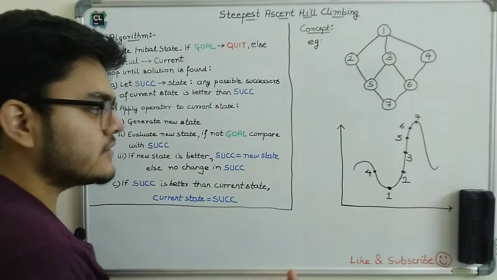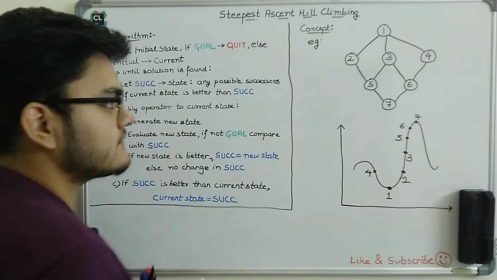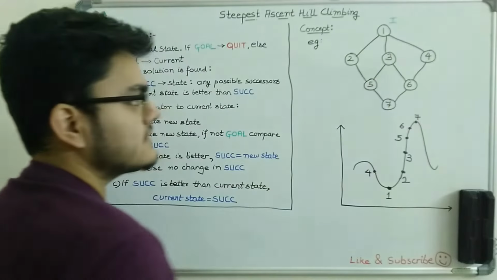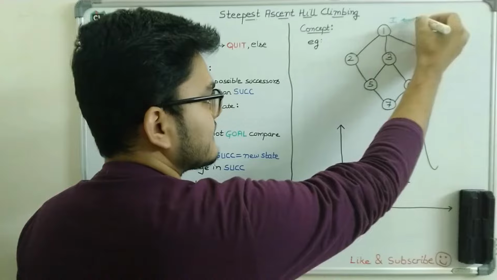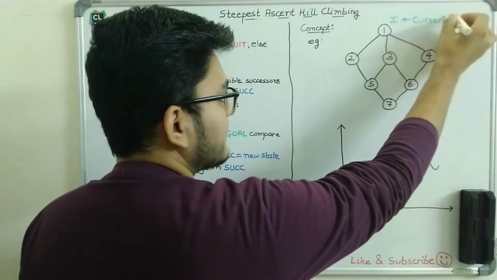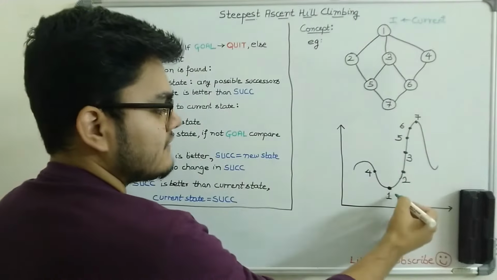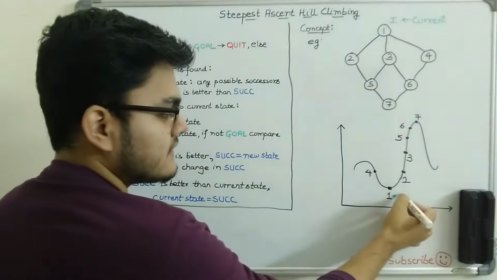Now, according to the simple hill climbing algorithm, what we simply do is first of all, let's say that 1 is the initial state, right? And we will assign the initial state as the current state, right? So I'm going to use green marker to represent the current state here. So initially in the hill climbing, we have 1 as the current state. So this is our current state.